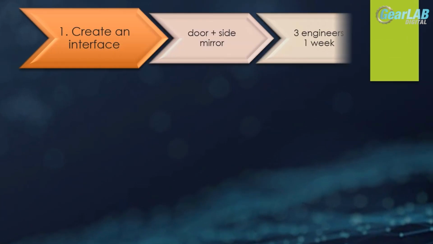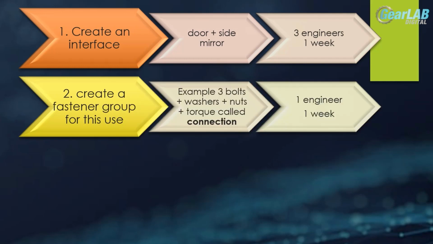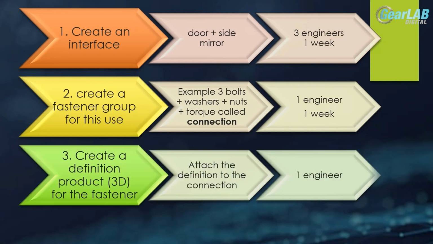Step 1. You create a first data structure to define an interface between the side mirror and the door. This involves 3 engineers and about 1 week. Step 2. You create a second data structure called connection to define the set of bolts, nuts, and washers to fasten the side mirror. This involves another engineer, a fastener specialist, and another week. Step 3. A 3D numerical definition is created to specify the fastener. This involves another engineer for 3D drawing.